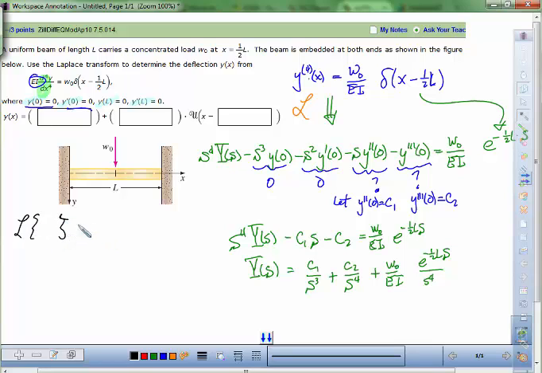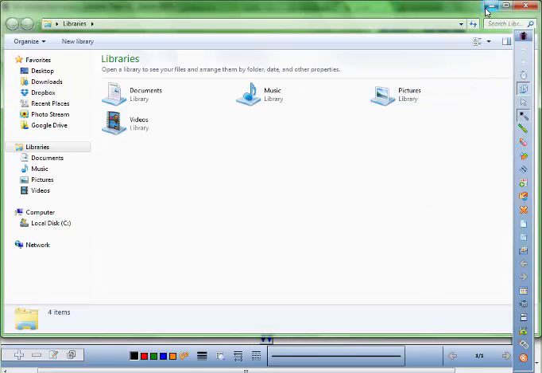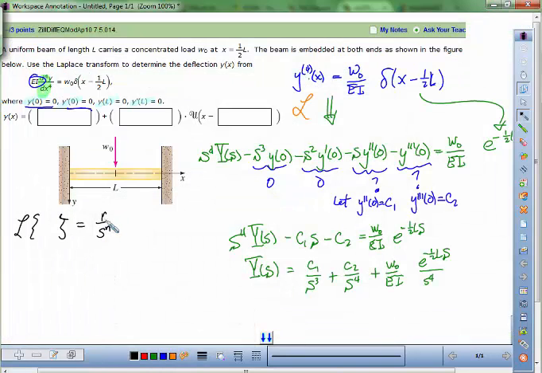L of something is equal to 1 over s to the n, or something. What? 1 over s to the n. Do we need our table? N factorial divided by s to the n plus 1. So n factorial divided by s to the n plus 1. What was that? T to the n.